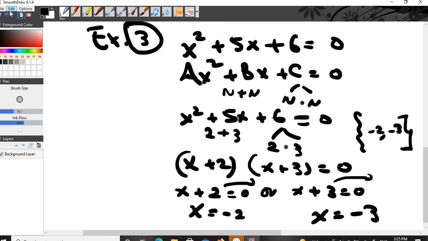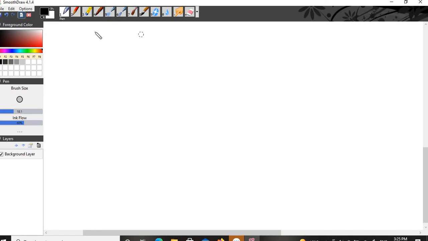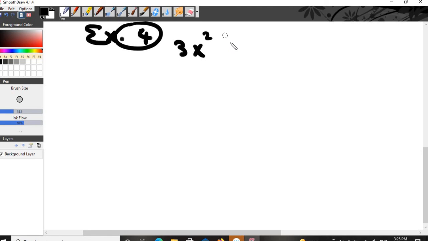Okay, example 4. We are given 3x squared plus 9x plus 6 equals 0.